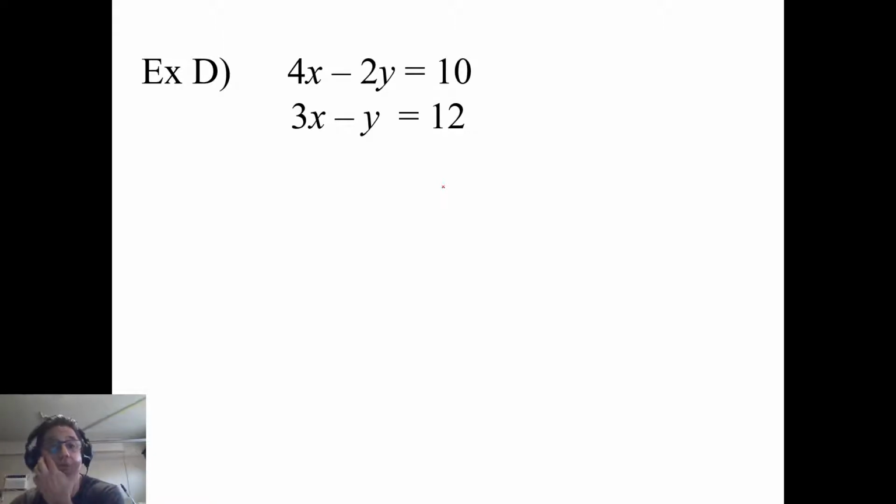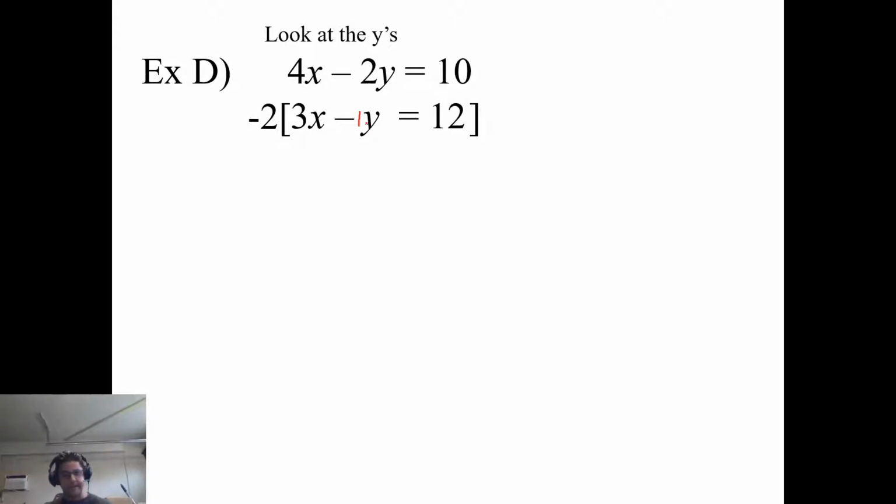Okay, so let's make a choice. Do we want to eliminate the x's or the y's? They have to become the same digit, opposite signs. So let's see, a 4 and a 3 can both become a 12. A negative 2 and a negative 1, or a 2 and 1, can both become a 2. So I think we're going to eliminate the y's, because if I wanted to eliminate the x's, I would have to change both equations. But if I can eliminate the y's, I really just need this negative 1 to become a positive 2. So it just so happens, again, that I'm going to multiply by negative 2.